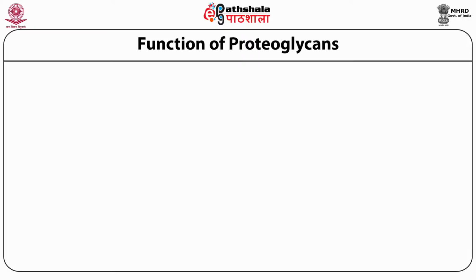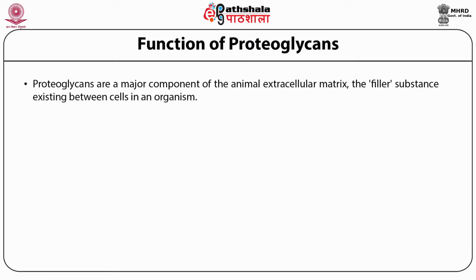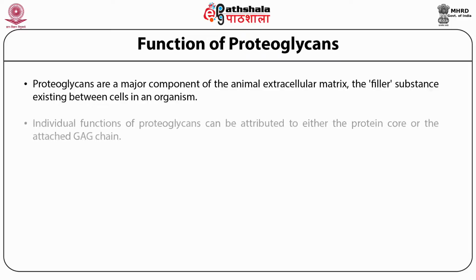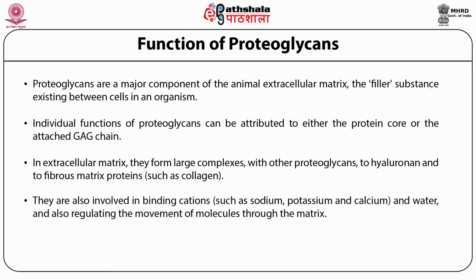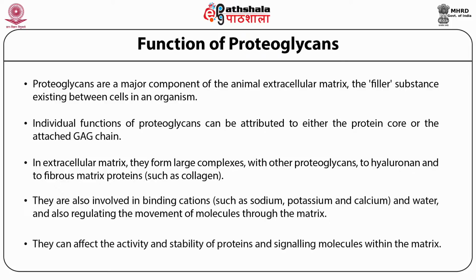Function of proteoglycans. Proteoglycans are a major component of the animal extracellular matrix, the filler substance existing between cells in an organism. Individual functions of proteoglycans can be attributed to either the protein core or the attached GAG chain. In the extracellular matrix, they form large complexes with other proteoglycans. They are involved in binding cations, and that can affect the activity and stability of proteins and the signaling of molecules within the matrix.